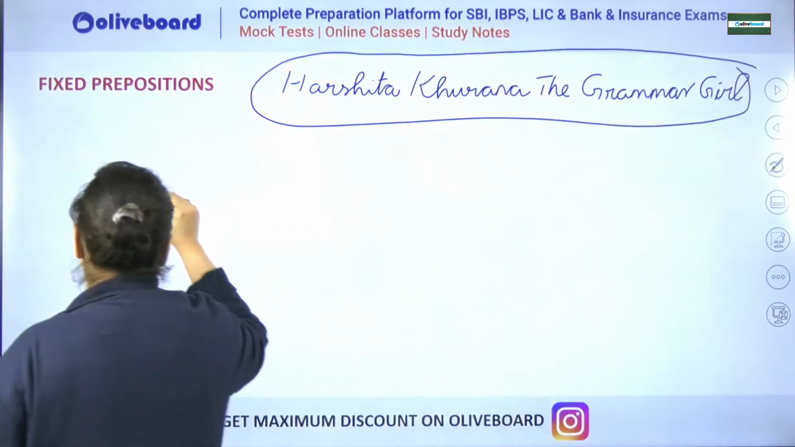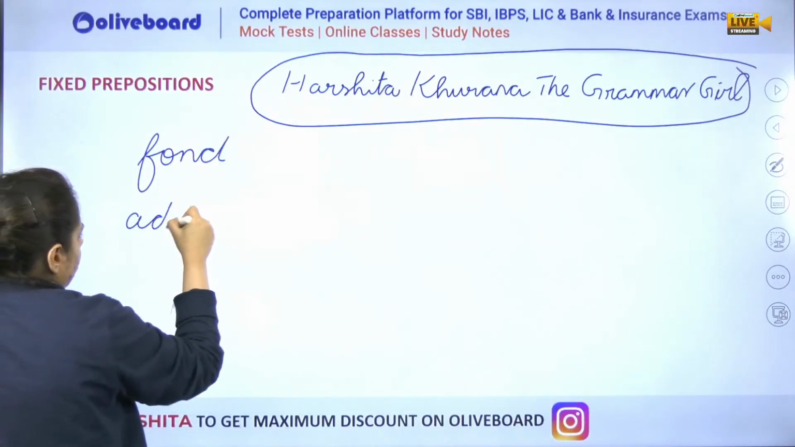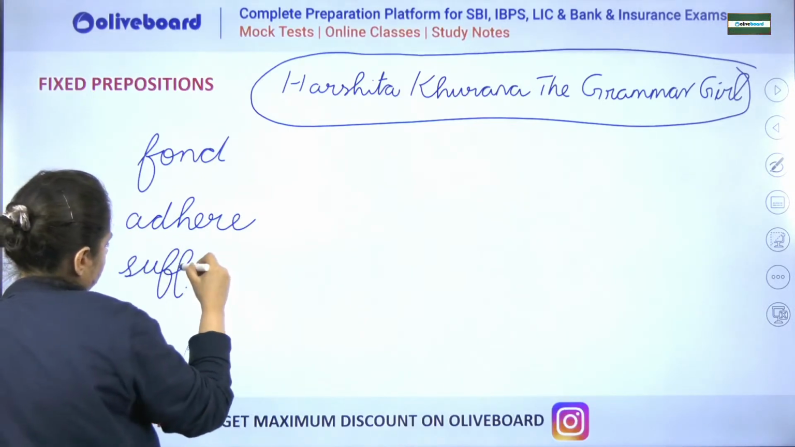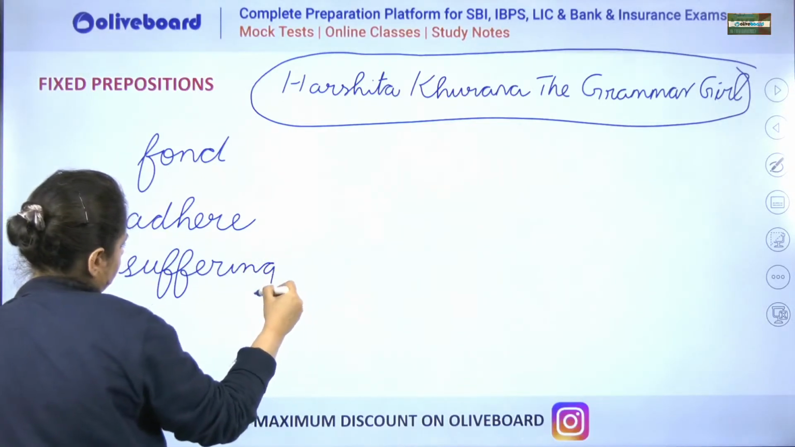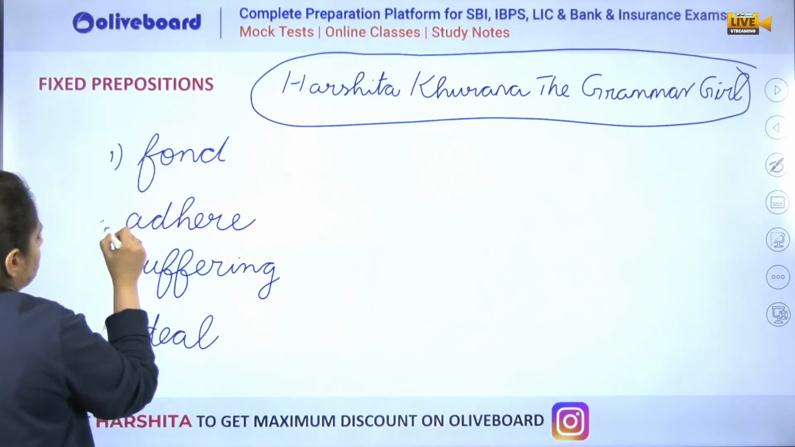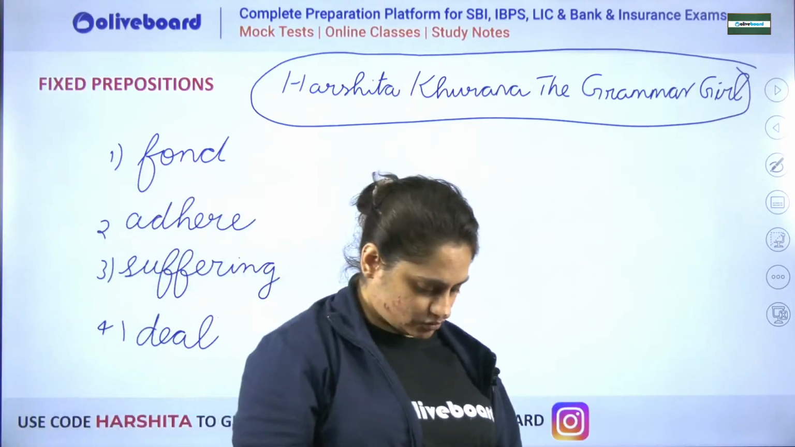In this telegram group I have given you the list of fixed prepositions. Now if I write a list of words, tell me what prepositions you use: fond, adhere, suffer, deal. Okay, if I give you these words, sometimes they give you questions where a preposition is incorrectly used with these. What will we use with them?